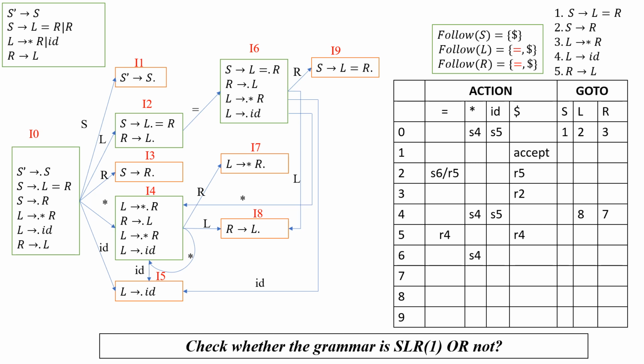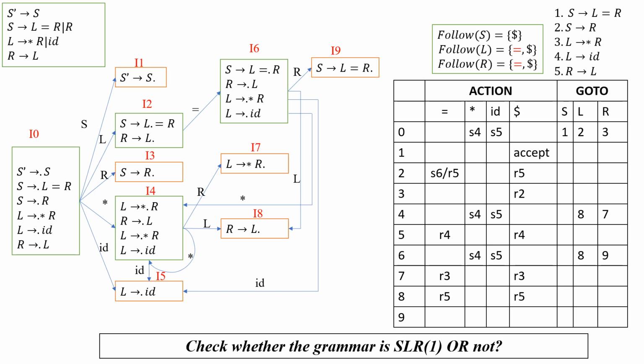In I6, star, ID, fine. State 7, reduce move. Production number is 3, so follow of L. In state 8, production number 5, so in follow of R. State 9, only production, follow of S. What is follow of S? Only dollar. So production number is 1. So in dollar, you place R1.